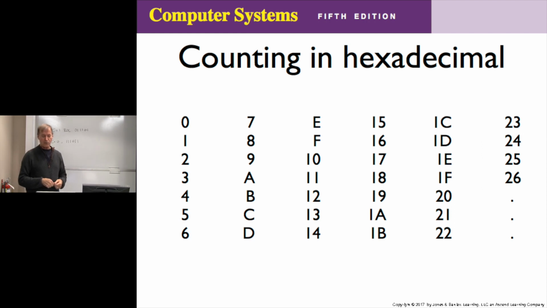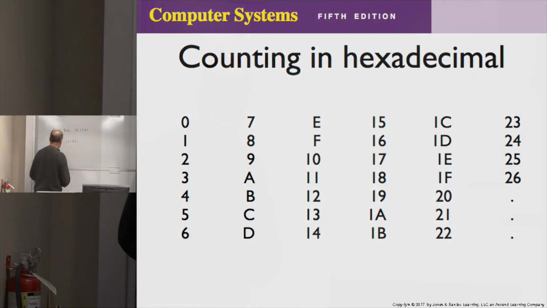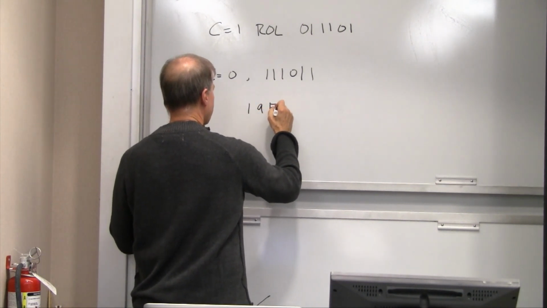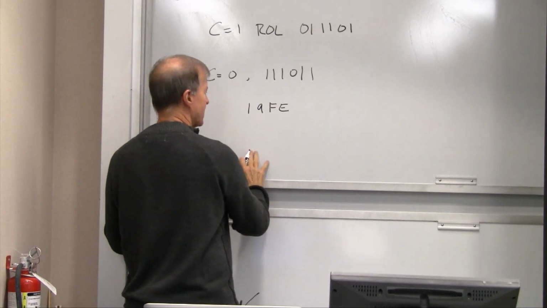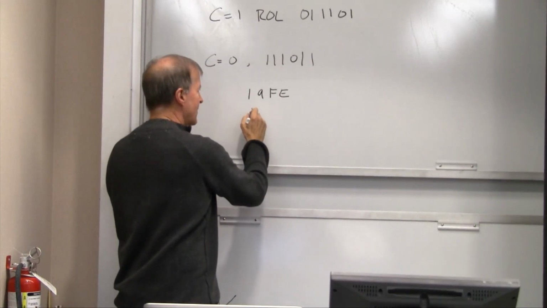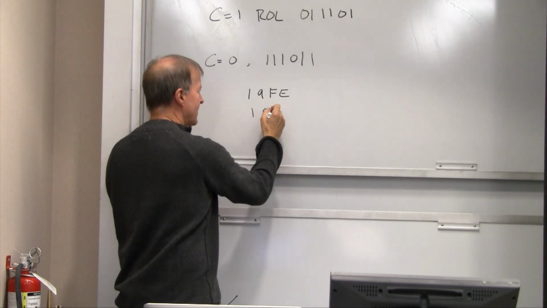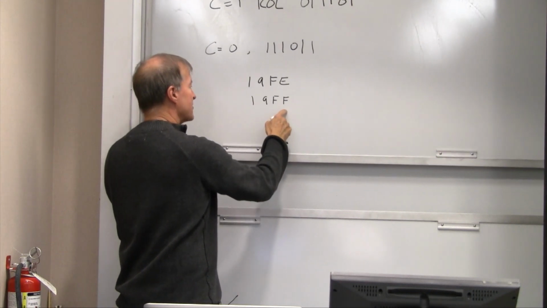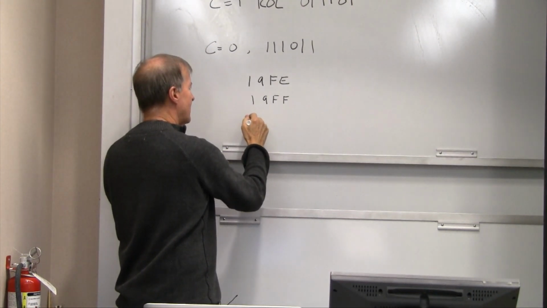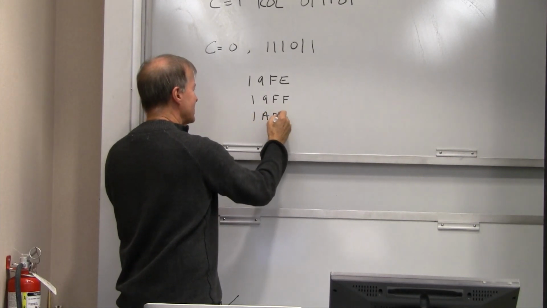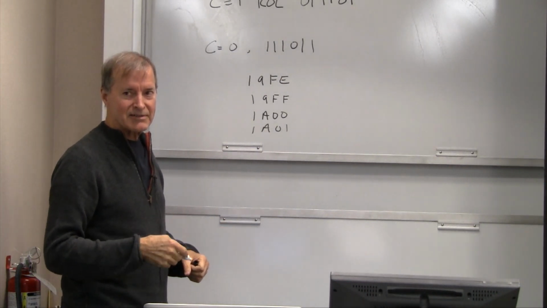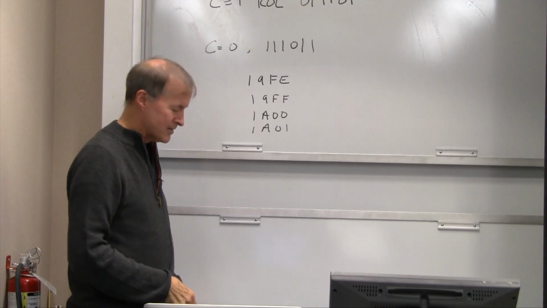What comes after 1F? 2, 0. What comes after 19FE? What's the next one after that? 19FF. Now what's the one after that? This goes on. What's after that? 1A00. Good. 1A00, and then 1A01. Yeah, good. Does everybody see? We have to know how to count. It's the same pattern, in hexadecimal.